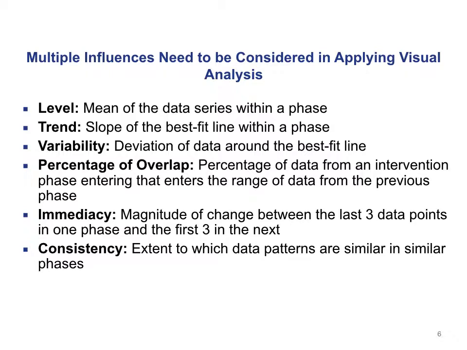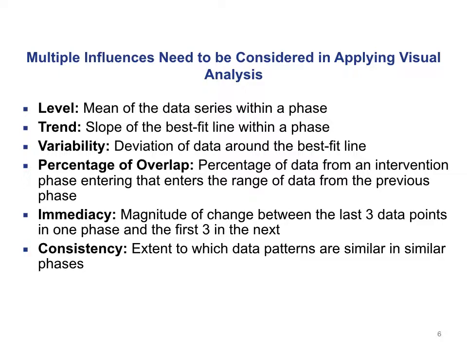Okay, and sometimes we use standard deviation, that's a pretty well accepted way to look at variability. Okay, percentage of overlap. This is the amount of data or the percentage from one phase to another that overlaps. It's that simple. So we look for overlap. If there's a lot of overlap in data, it may show a non-effect, right?